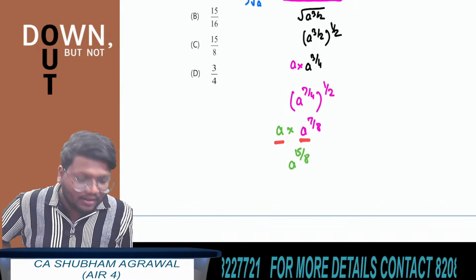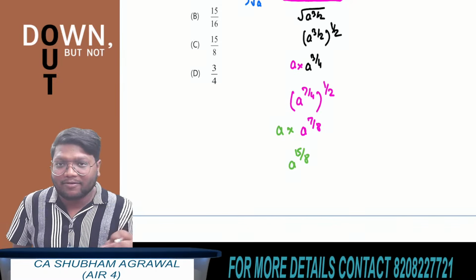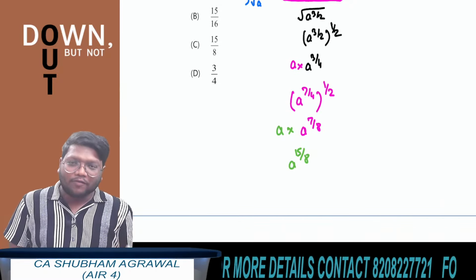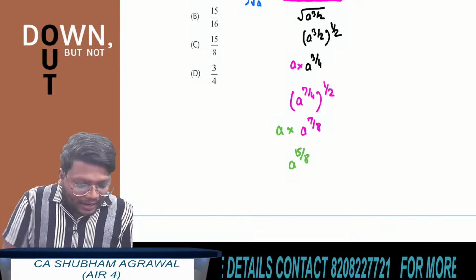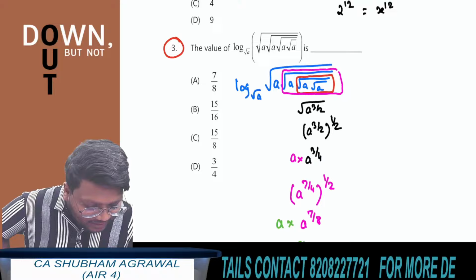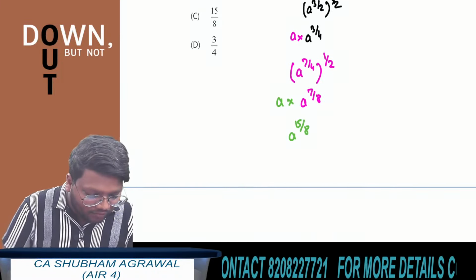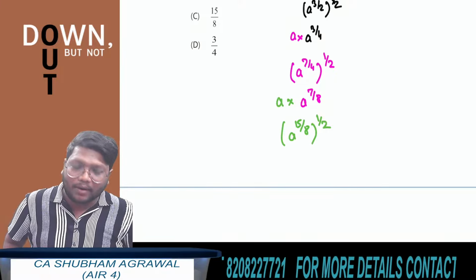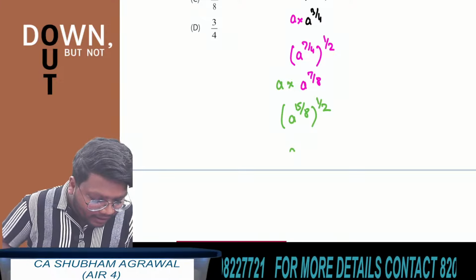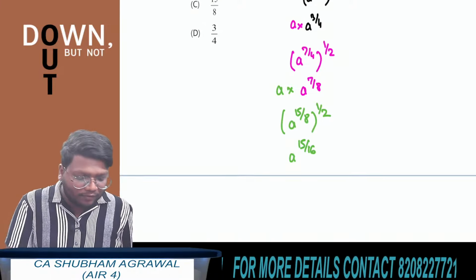Base is same and we are multiplying the terms. We are not multiplying the powers. So we have to add the powers. So, 1 plus 7 by 8 is 15 by 8. And this complete thing is again in square root. In order to remove that square root sign, we have to write 1 by 2 in the power. So what we are getting? A to the power 15 by 16.